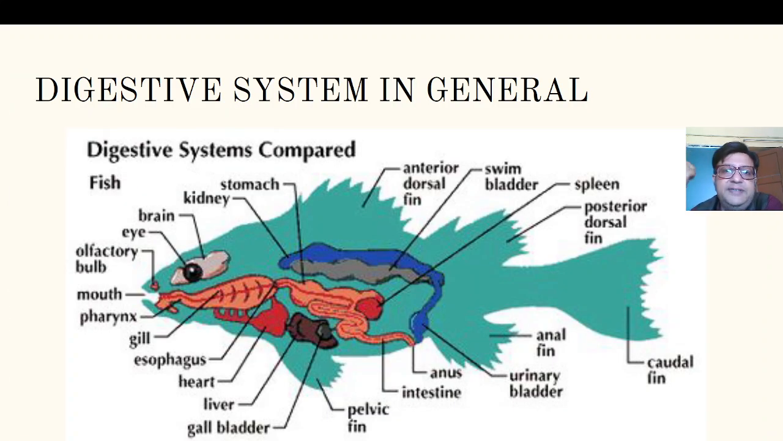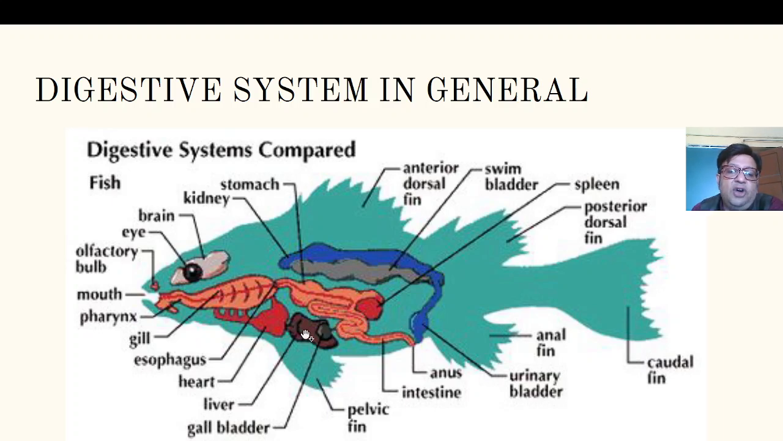If you look at the digestive system in general, you can see at the beginning there is a mouth. The mouth leads through a region called the pharynx, which is connected with the gills, and that leads to a stomach. The stomach leads to the intestine. In the big stomach, there is a diverticulum. All stomachs have a diverticulum. That leads to the intestine, which eventually leads to the anus. This is essentially the basic digestive system tube.